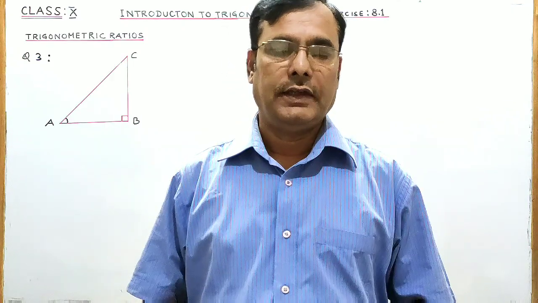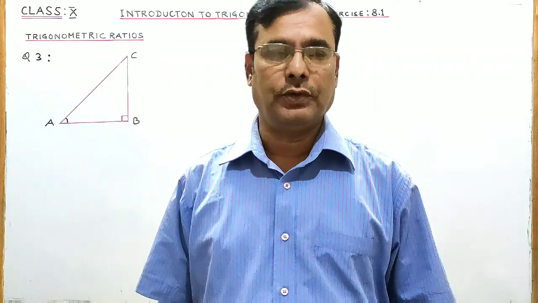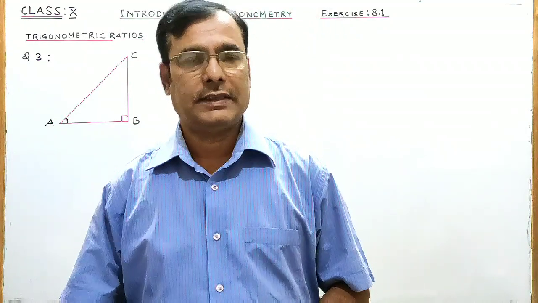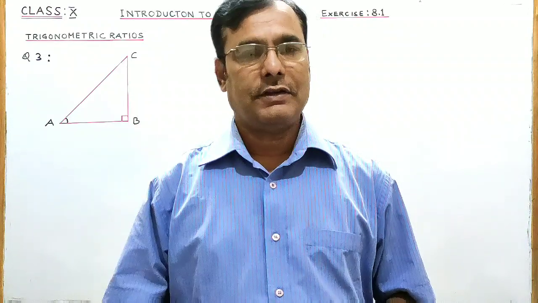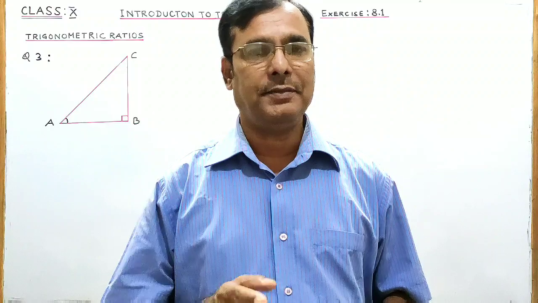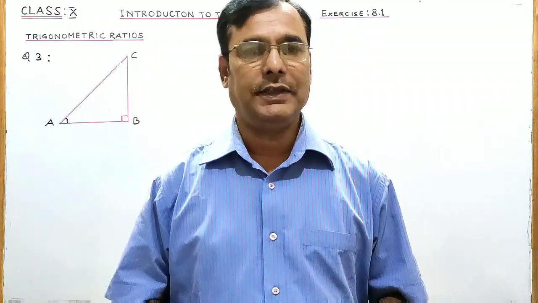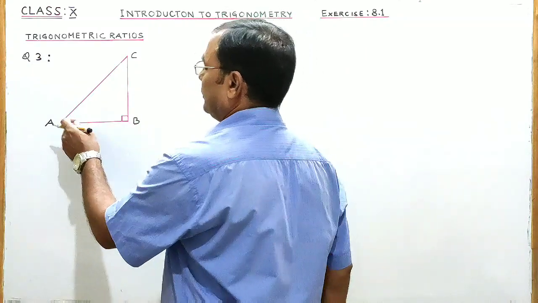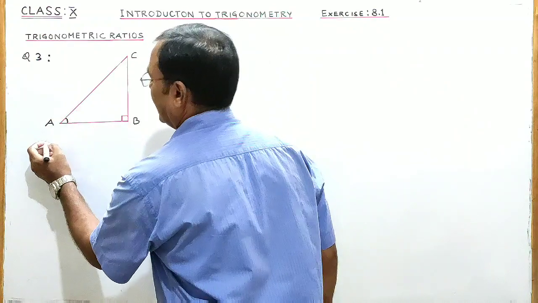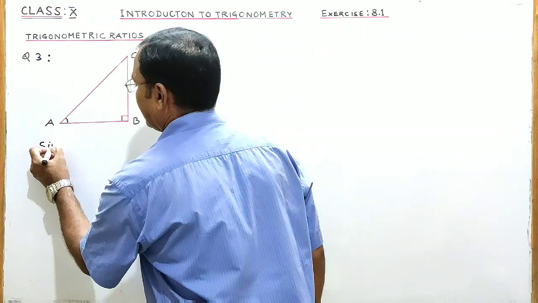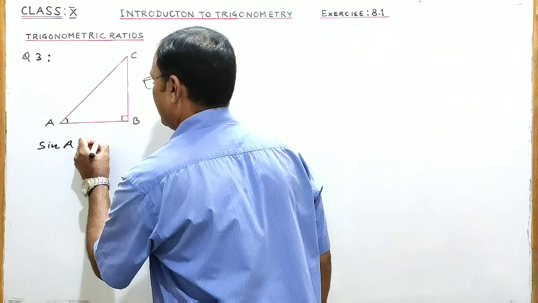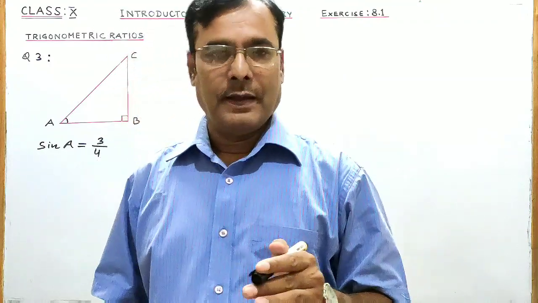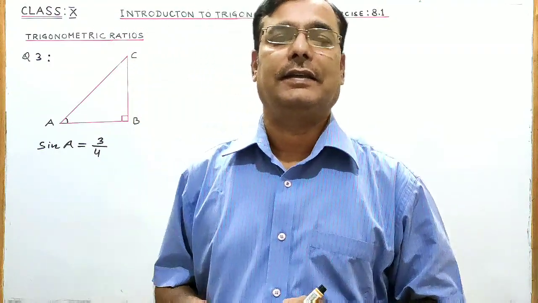Question number 3. If sin A is equal to 3 by 4, find cos A and tan A. First of all, let us draw a triangle. Right triangle, say for an example ABC, right angled at B as shown in this figure, where A is acute angle and we are given sin A is equal to 3 by 4, and we have to find cos A and tan A.